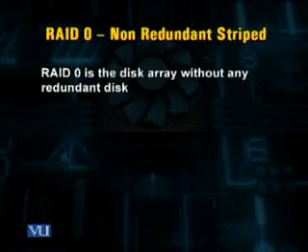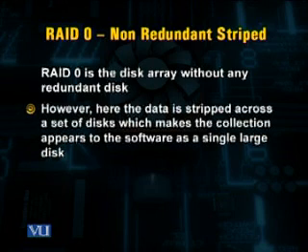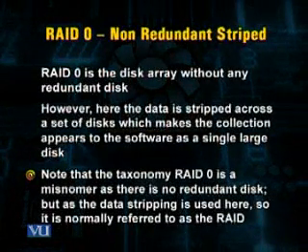RAID level 0 is the disk array without a redundant disk. However, here the data is striped across a set of disks, which makes the collection appear to the software as a single large disk. So this means that the data is striped across the disks, but it appears to the software as a single large disk which is holding this whole data. Note that the taxonomy RAID 0 is a misnomer, as there is no redundant disk in this arrangement. But this terminology is usually used because of the striping of the data.